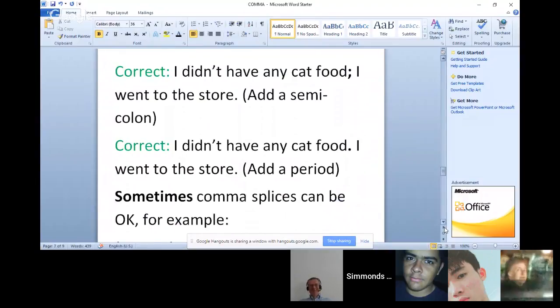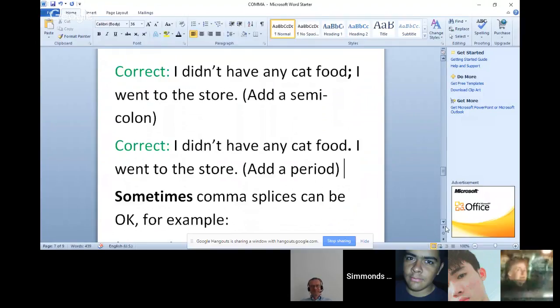Hold on, you're jumping ahead. This is, I didn't have any cat food, semicolon, which Ken and I hate semicolons, don't we, Ken? I went to the store. We could do, I didn't have any cat food, period. I went to the store, just add a period.